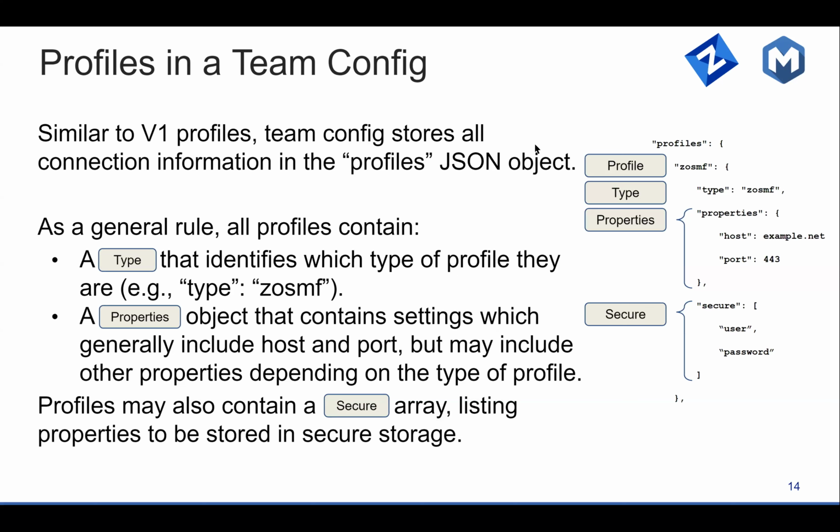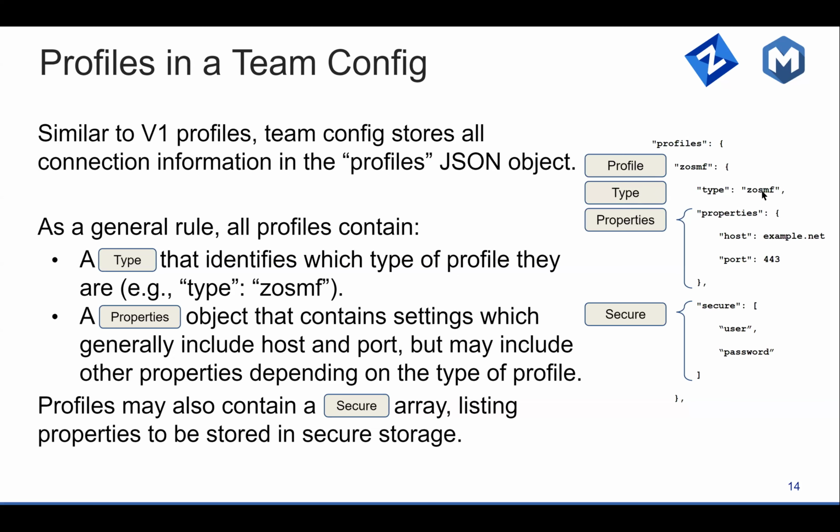And I'll go over the diagram here. So quite simply, you have your top-level profiles property here. And within that, you list all of your profiles. And I just have a single profile here. It's a ZOSMF profile. So we have the profile name at the top here, and then open the curly brackets. And within this JSON object, you define a type for the profile. In this case, it's ZOSMF.